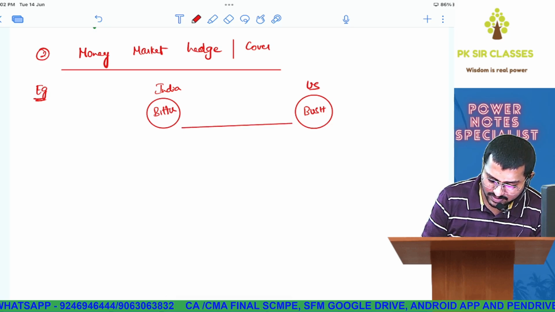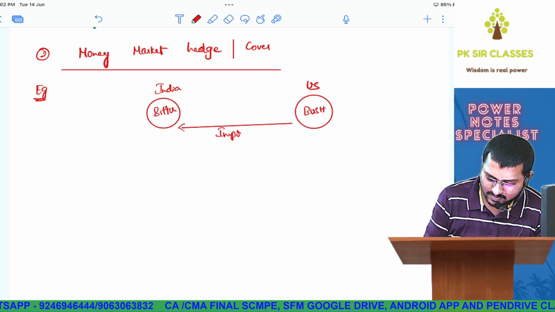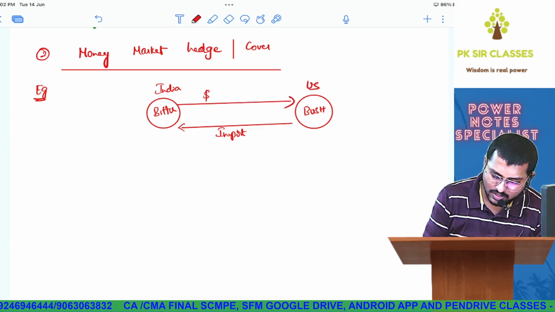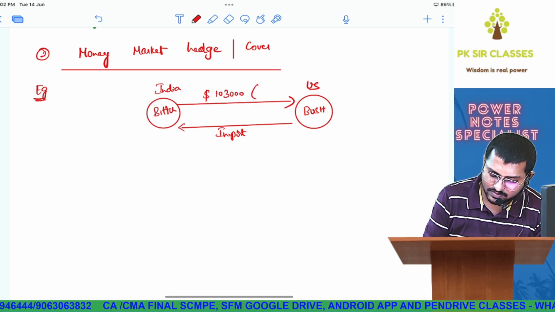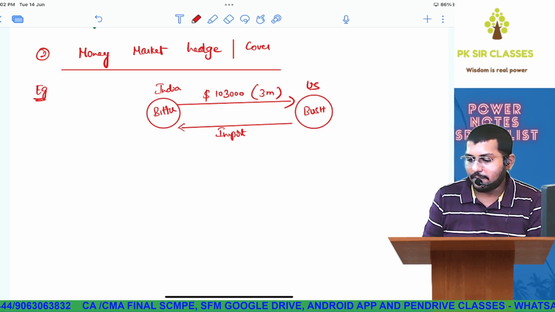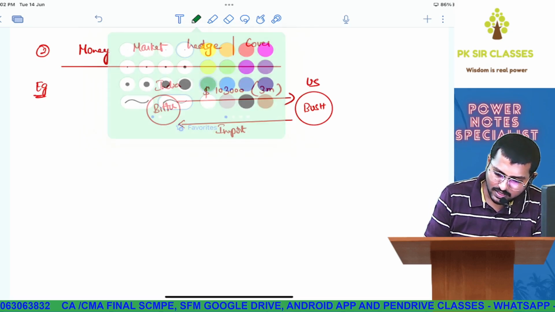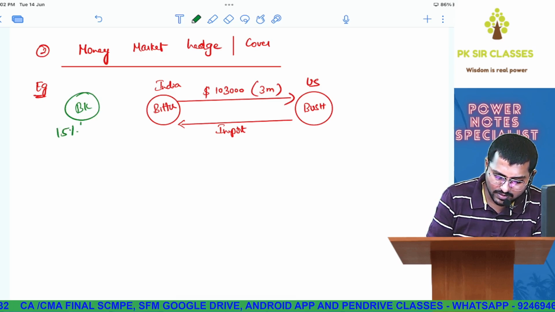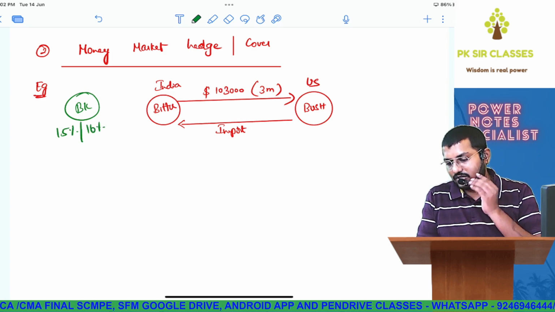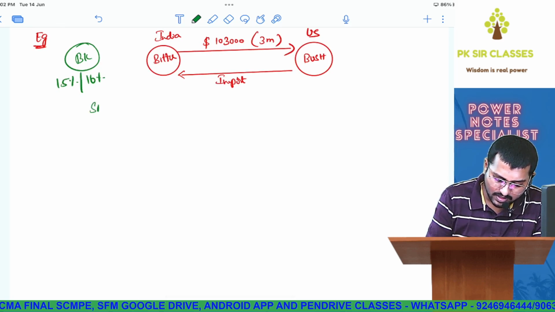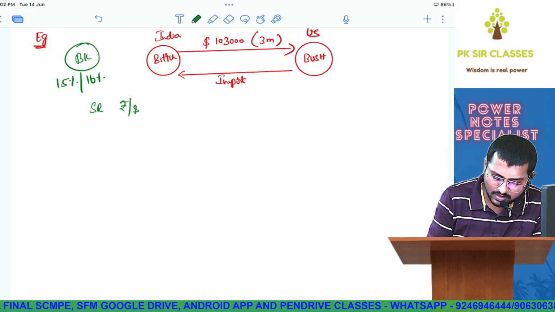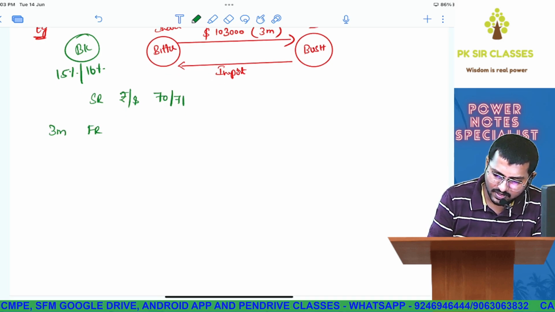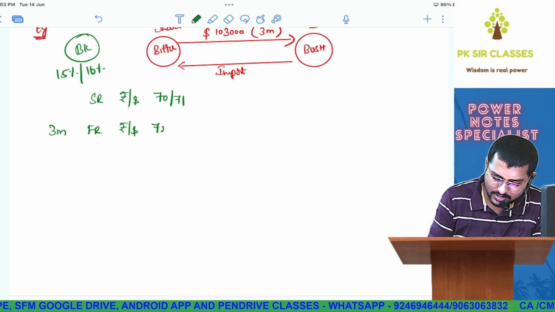What Bit2 has done is imported from Bush. And he has to make a payment of $1,03,000 after 3 months. In India, I have a bank here. And so it is India. 15%, 16%. What does that mean? 15% is deposit, 16% is loan. Spot rate rupee per dollar 20. 3 months forward rate rupee per dollar 2.